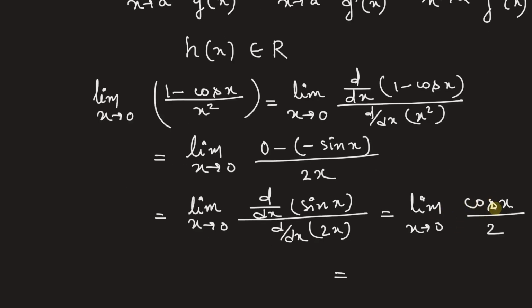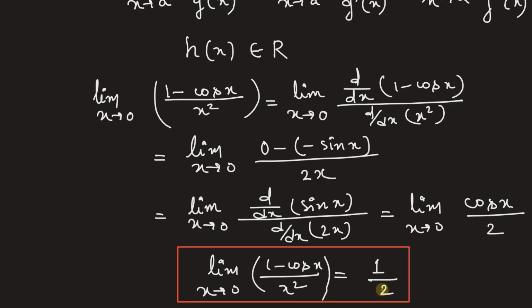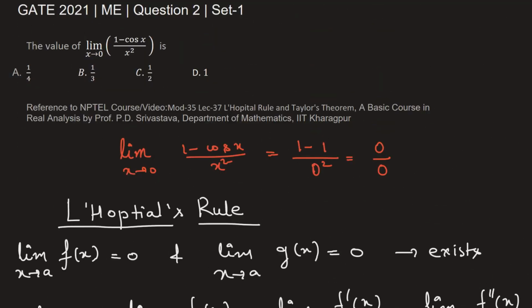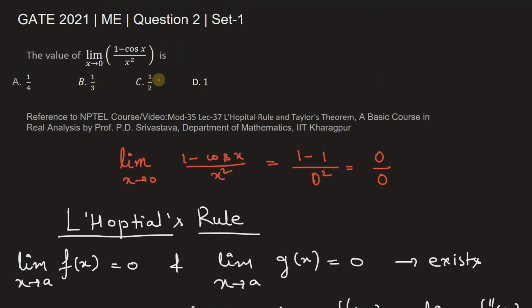Now here we don't have the 0 by 0 form, so now we can substitute the value of x equal to 0. So we will get cos 0 by 2. Cos 0 is 1 and 2 will remain as it is. The value of limit x tends to 0, (1 minus cos x) divided by x square will be equal to 1 by 2, and this is going to be our final answer. Now let's match with the given options. So we see here that option C matches our answer. So option C is the correct choice.